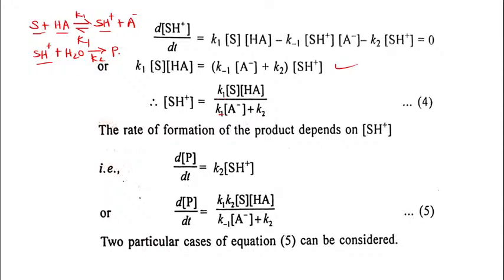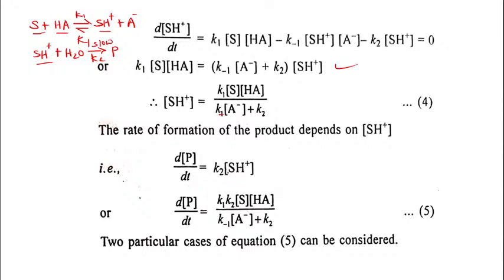Now the rate of the formation of the product. This is the rate determining step, which is a slow step here. And always in kinetics, the slow step is the rate determining step. So the rate of the formation of the product depends upon the concentration of SH+. So let us write here the rate of the formation of the product with respect to time. It is directly proportional to the concentration of the intermediate, according to this reaction. So what is the rate constant here? K2. The rate of the formation of the product with respect to time is equal to K2 into concentration of the intermediate.